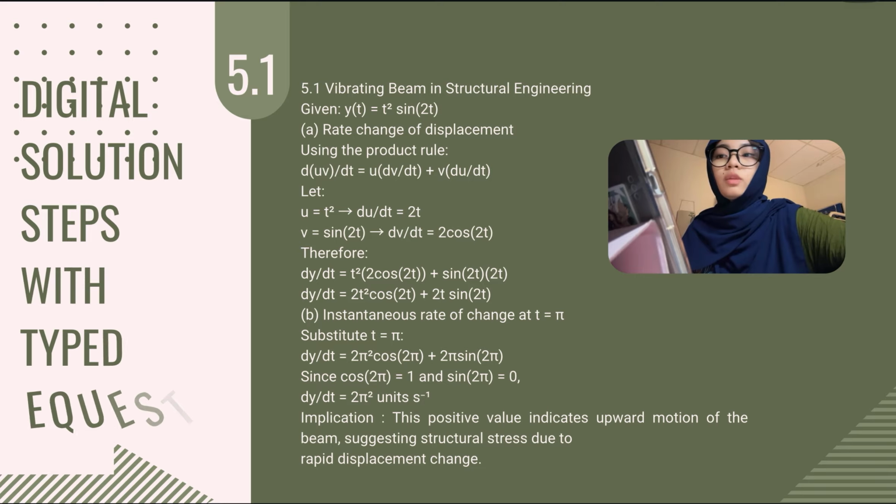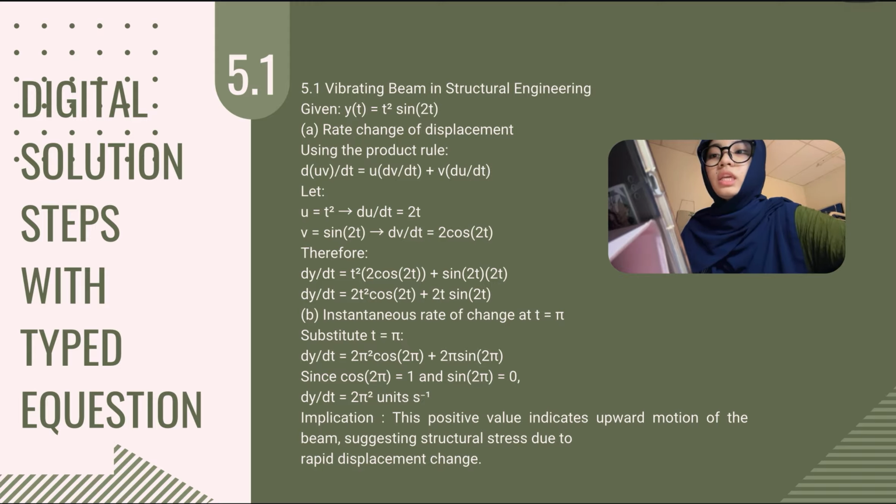So let's begin with question 5.1, vibrating beam in structural engineering. We are given the displacement of a vibrating beam as y of t equals t squared times sine of 2t, where t is the time in seconds. For part A, we are asked to find the rate of change of displacement, which means we need to differentiate the function with respect to time.